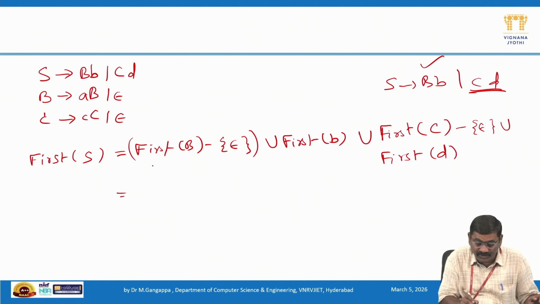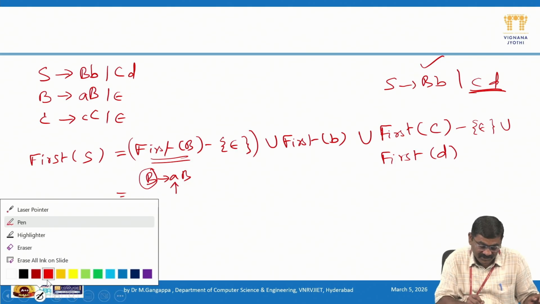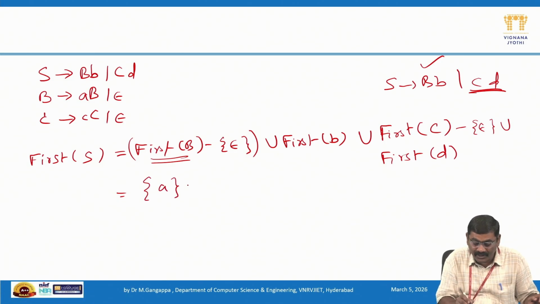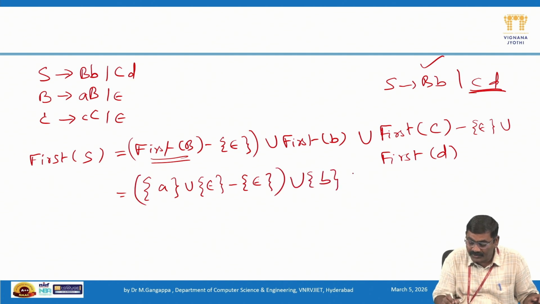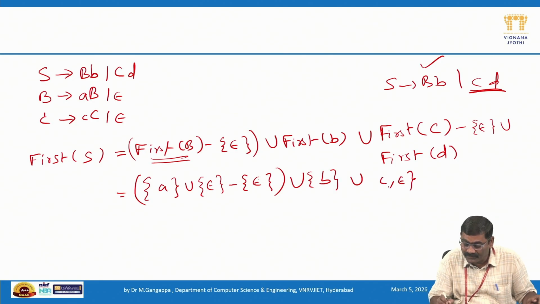Now let us see. First of B can be computed by using the production B gives AB. In this production, we can compute the first of B. For this B, the first terminal in the RHS is A. Therefore, the answer is A. And union, for the next alternative for B is epsilon. First of epsilon is epsilon minus epsilon. Union. First of B is B. Union. First of C is C comma epsilon. I am writing quickly. And minus epsilon.